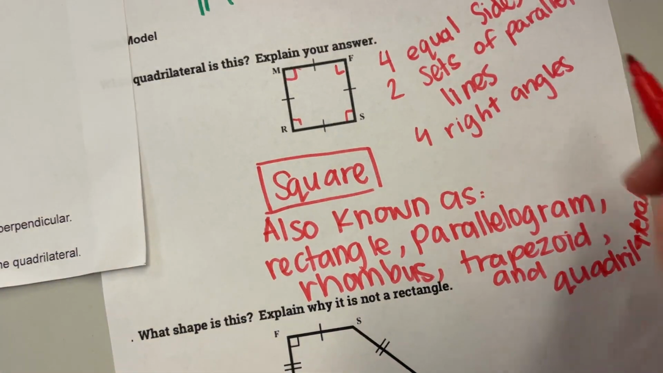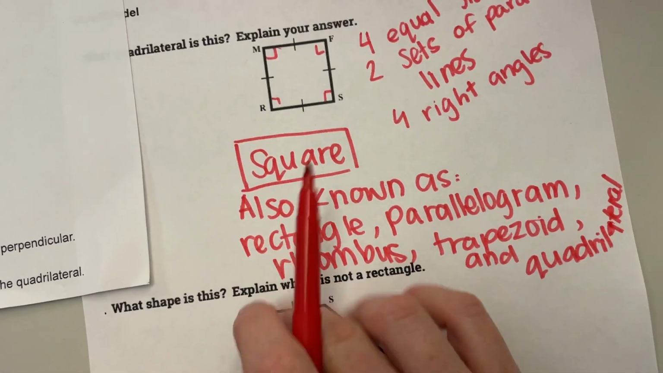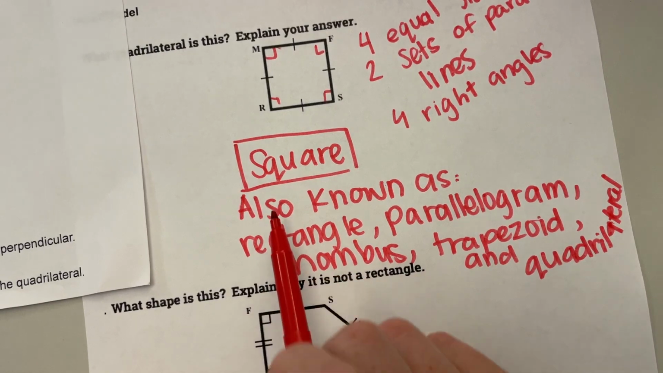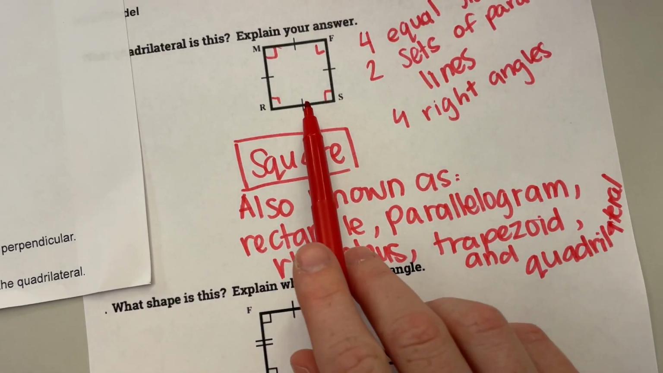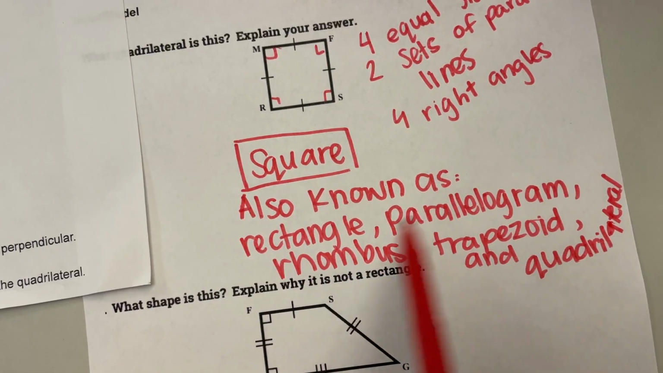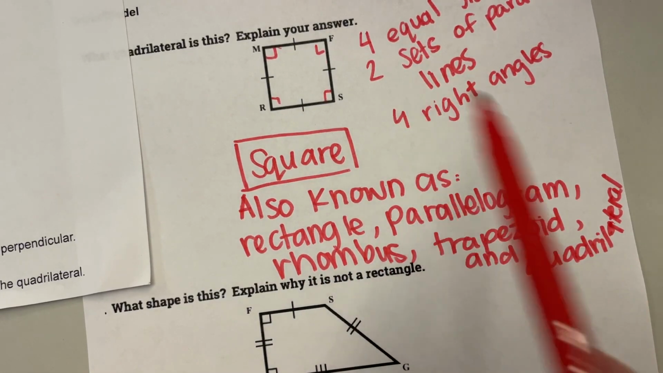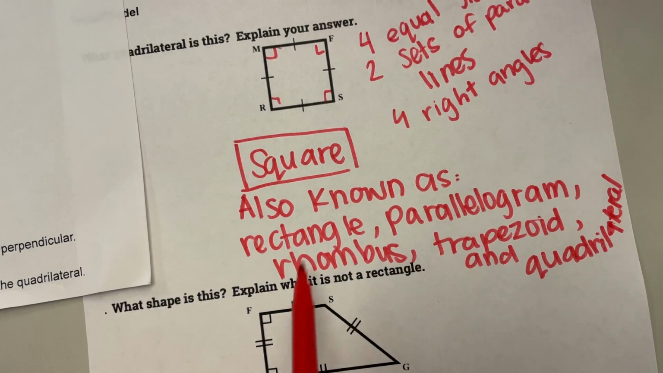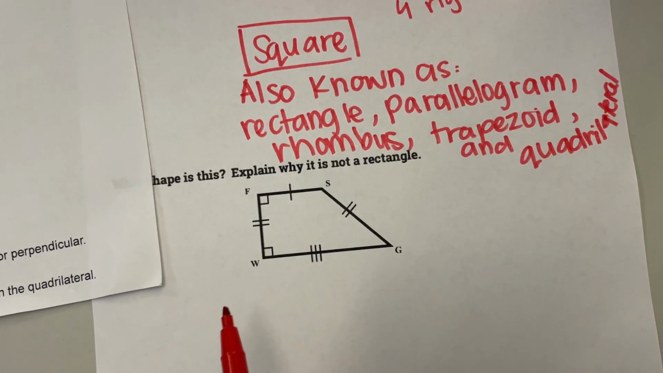Okay, so we're going to be noting the most specific, but on your test you might see what other names it might be, and in 5th grade you'll for sure be listing all of the names of that shape. So it is a square, but it's also known as the following. Okay, we're going to do the next one.